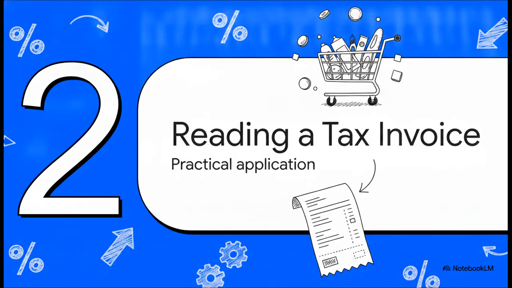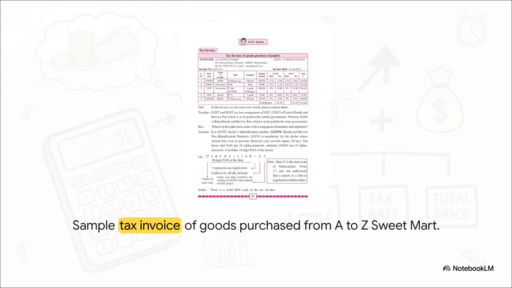Section 2. Reading a tax invoice. All right, let's take all this theory and apply it to the real world. Imagine picking up some sweets and groceries from, say, A to Z Sweet Mart. Looking at a standard shop bill, you'll see some very detailed columns. We've got the serial number, the product name, like Payday chocolate or bread, the rate per kilo, the quantity, and the taxable amount. But what we really want to focus our attention on today are those tax columns sitting right over on the right side.